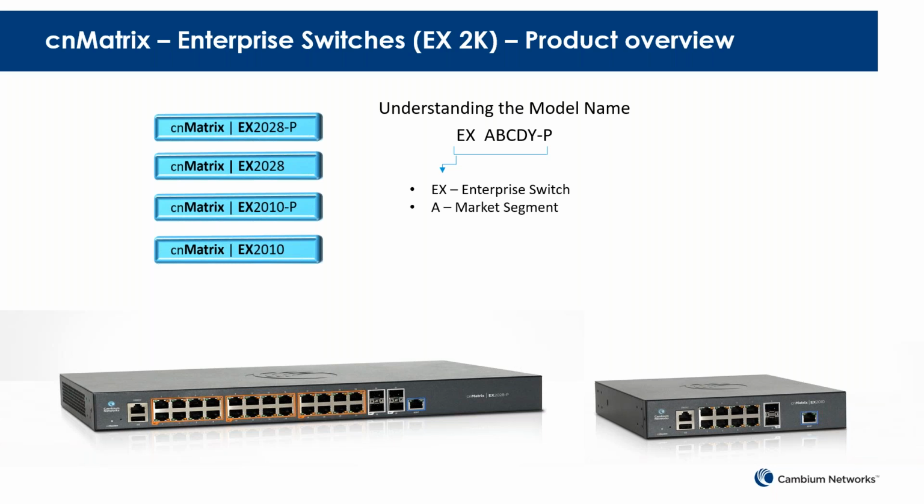The 2 in the 2028 case is the segment of this enterprise access space that we're going after. It's not the low end SMB. It's not the high end. It's the mid space that we're going after, and that's what that 2 represents. We will come out with the higher end family of switches, and that would be the EX3028, let's say. So we change that 2 to a 3.